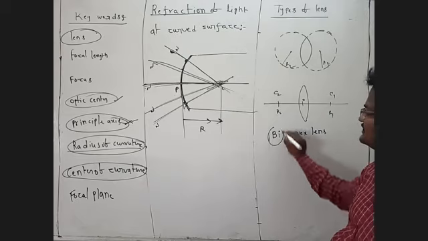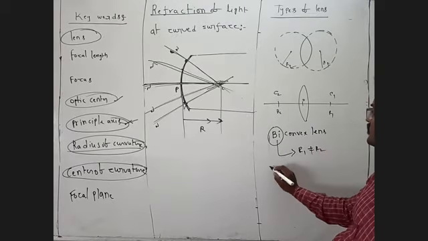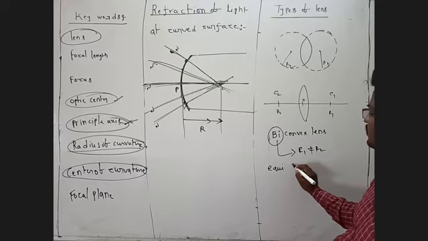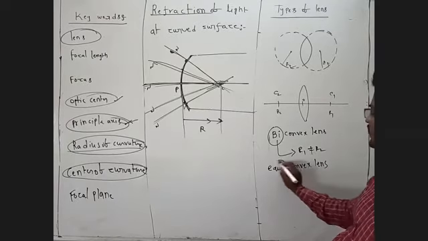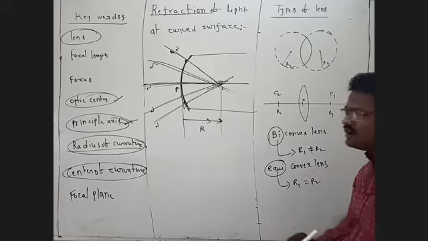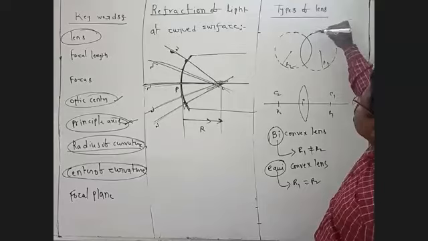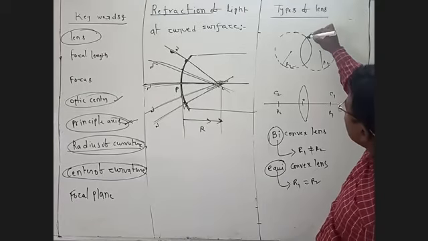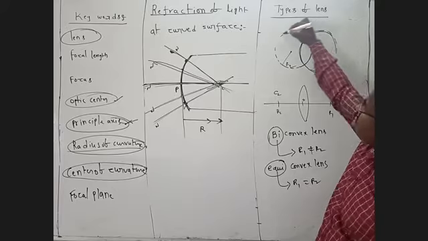Biconvex means the radii are not equal. Equiconvex lens means the radius R1 is equal to R2. A lens has one curved surface and another curved surface.